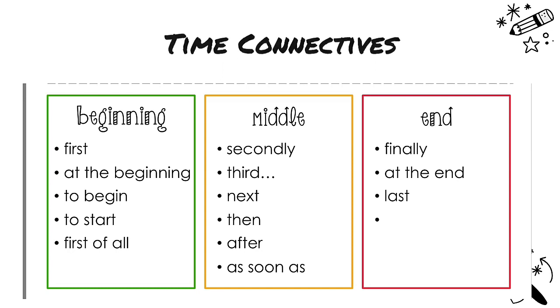As we know, this is an example of time connectives, like at the very beginning of the paragraph. If you want to use it, you can use first, to begin, to start, first of all. This is only an example, okay? And then in the middle of the paragraph or the middle of the text, you can write secondly, third, next, then, after, as soon as, something like that. And if it's the end of the text, you might put finally, at the end, or last.